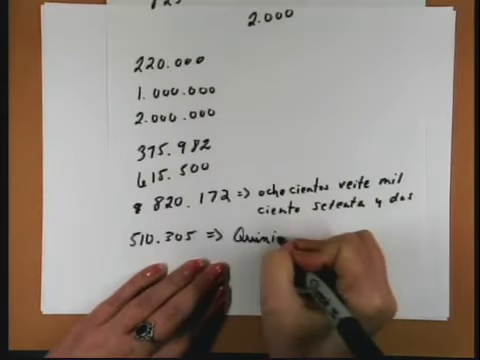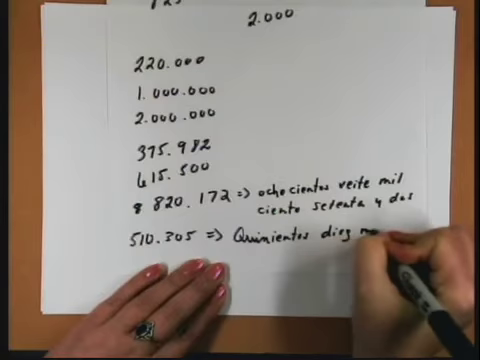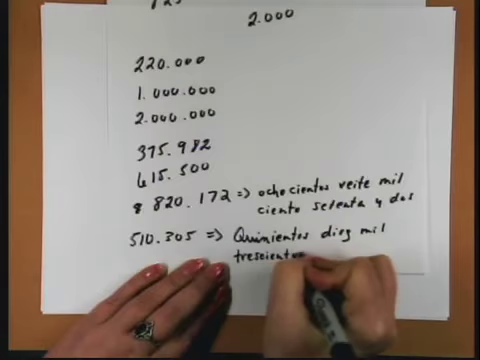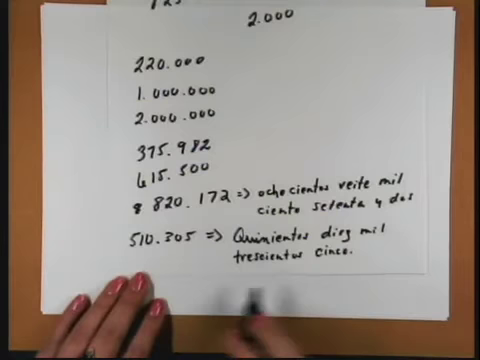500 is different. It's 510,305. Bien, ahora que sabemos los números más altos, podemos hablar de las fechas en la historia.